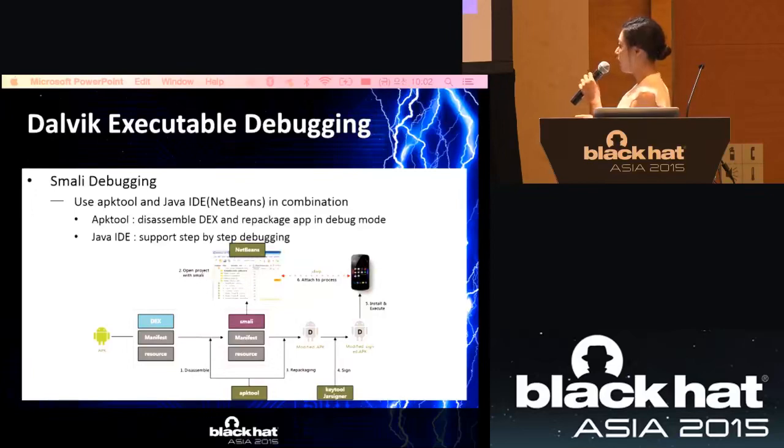So now the analysts have a modified application whose debuggable flag is true. They also need to sign the application with keytool and jarsigner, and install the application on the smartphone. Then the analyst executes the application on the smartphone. And now by using NetBeans, the analyst can connect to the process already running on the smartphone, by putting in some debugging settings like the JDWP host and other important settings.